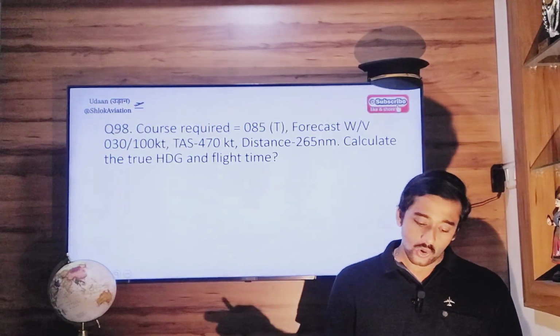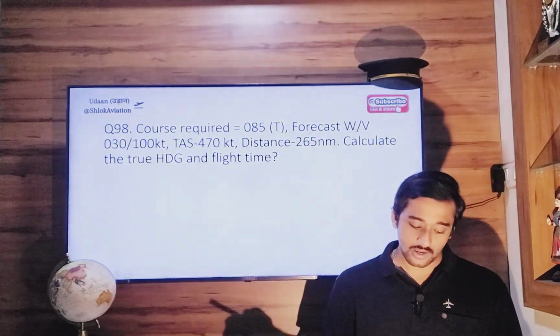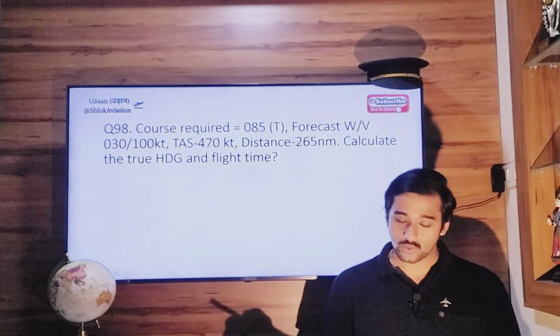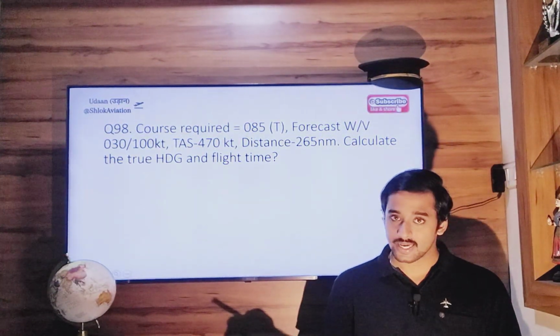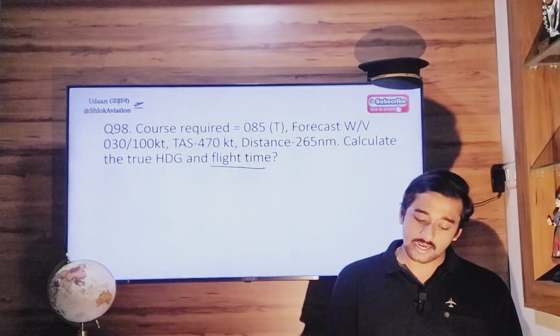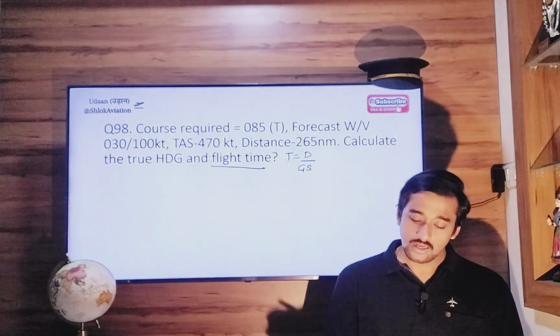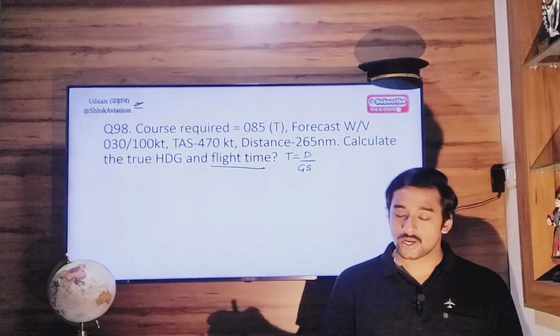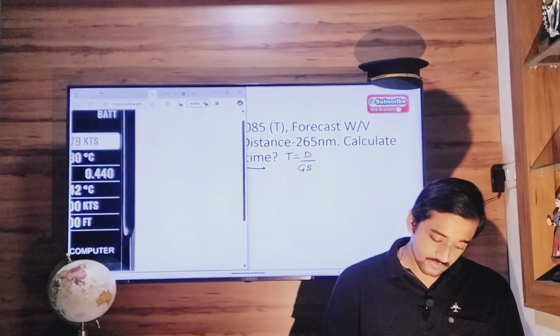Next. Course 085, winds 030 at 100. So you are getting a right correction, left crosswind. The task is, given the distance, calculate true heading and flight time. To calculate flight time, we need distance divided by ground speed. We know the distance, but we do not know the ground speed. We can calculate that using CX3.